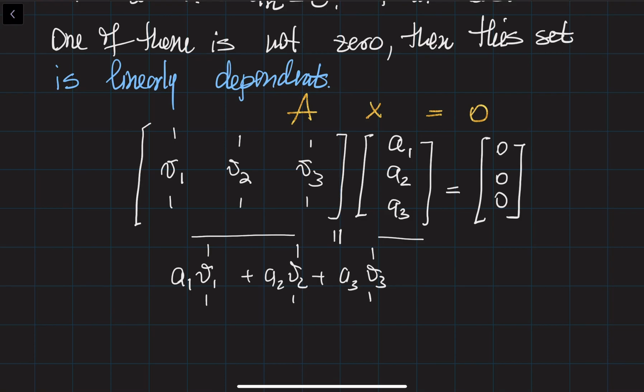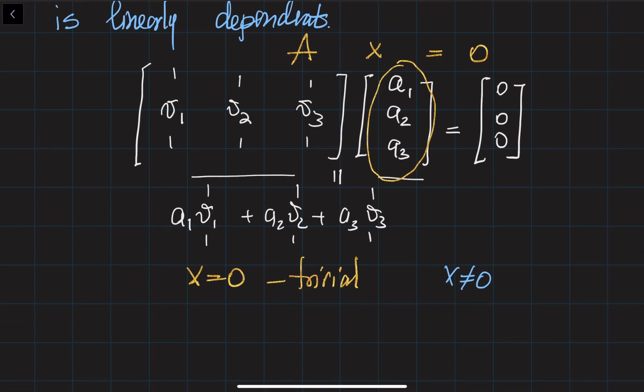So you need to figure out whether this system of linear equations has a non-trivial solution. If x is equal to 0, if all of these coefficients are equal to 0, we call this the trivial solution. If it has only the trivial solution, then the three vectors are linearly independent. If it has a non-trivial solution, if this x vector is not equal to 0, it means that one of these entries is not equal to 0. Then the columns of the matrix A, or these vectors, are linearly dependent. This is how we are going to identify linear dependency technically.